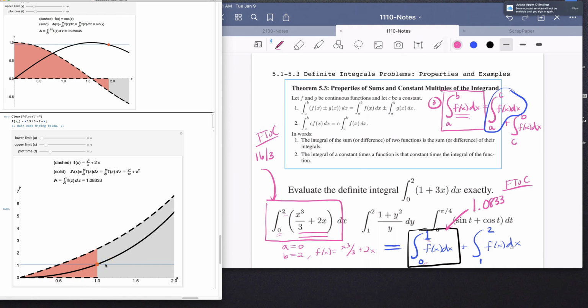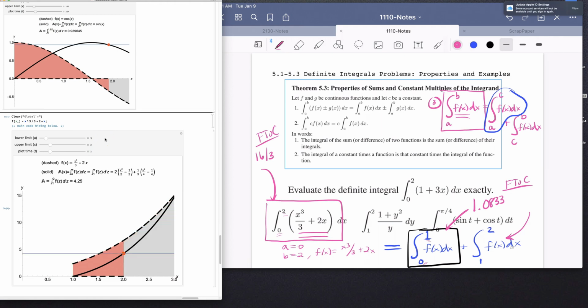Okay. And then there is another integral that can be done, the definite integral from 1 to 2, and that will look like the remainder of the area. So there is the region from 1 to 2. And that area comes out to be 4.25.